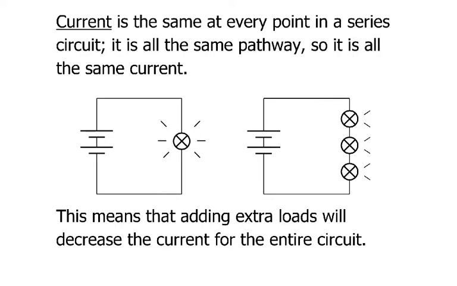Alright, so let's talk about current in a series circuit. In a series circuit, the current is the same at every point in the circuit. This is all the same pathway, so there has to be the same amount of current flowing at all points, because the current leaves the power supply and the current comes back to the power supply. The current leaving has to equal the current coming back, and current is not used in a circuit. Energy is used, the current is not used. So the current just flows, it's not used up. The same amount of current that leaves is the same amount of current that comes back.